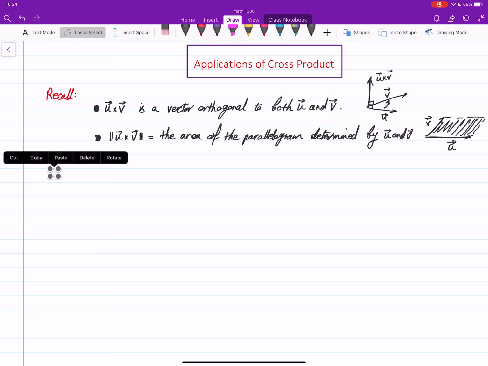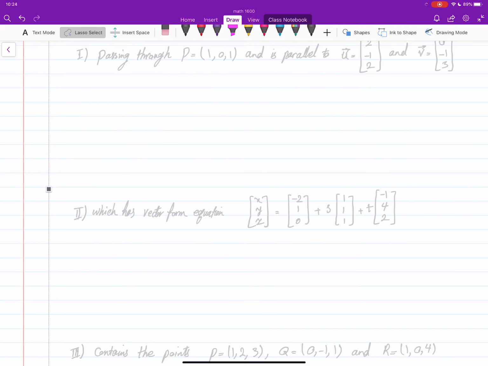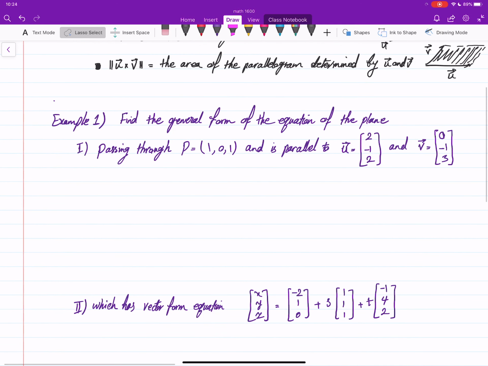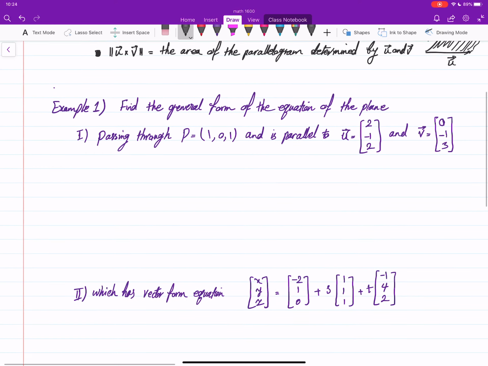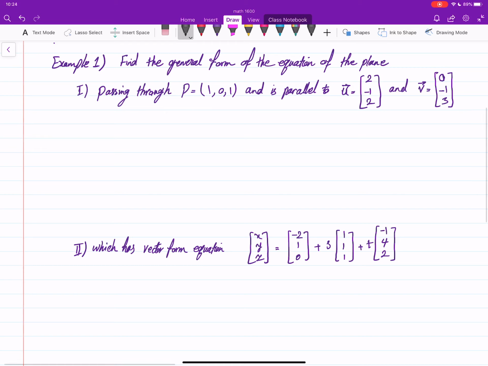Let me do examples that I have prepared for you. Yes, here. Example one has information about some planes, and the question asks to write their general form. The first one says the plane passes through the point (1, 0, 1) and is parallel to two vectors U and V.